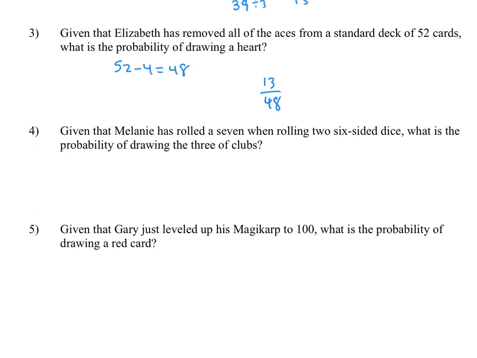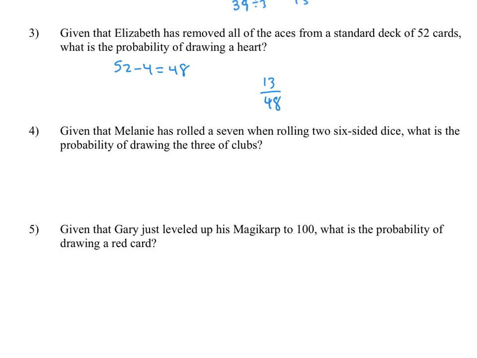Number 4. Given that Melanie has rolled a 7 when rolling 2 6-sided dice, what is the probability of drawing the 3 of clubs? Alright, now if this seems a little confusing because you're wondering, how are these two events related, rolling 2 6-sided dice and drawing the 3 of clubs? Well, they aren't related. So the probability of drawing the 3 of clubs is still the same as it would have been if there hadn't been these dice that Melanie is rolling. These events are called independent, and you're going to learn more about that in this lesson. What it means for events to be independent versus dependent.